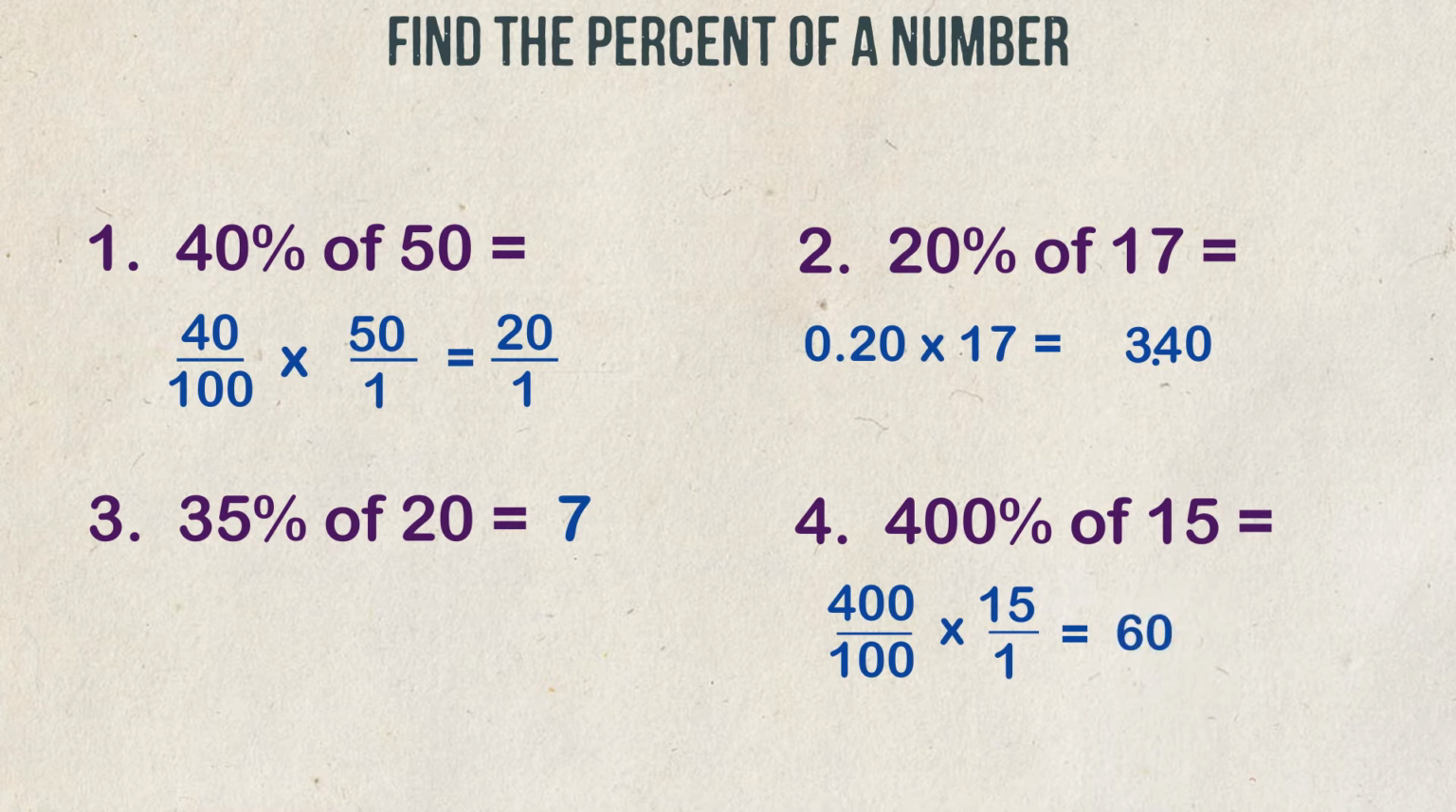So look at that answer. 400 over 100 can be simplified down to 4, right? 4 times 15 is 60. So that answer makes sense.